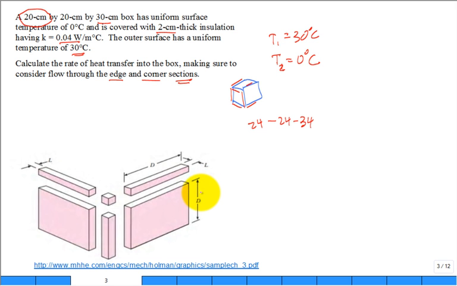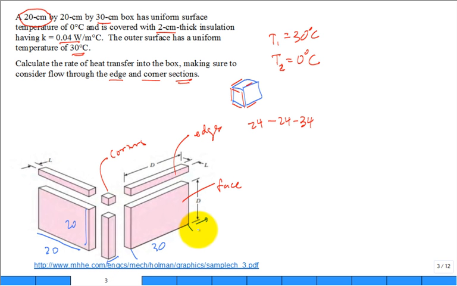Okay, so what we'll talk about is the faces. But we also have edges and corners. It's a little bit of bookkeeping here, all right? So maybe you think this dimension here is 20 centimeters, this dimension here is 20 centimeters, and this dimension here is 30 centimeters. You're saying, what about the 34? Well, you add the 2 and you'll add another 2, and that would give you the outside 34. But we're just looking at that layer of insulation. So one of the faces is going to be 20 by 30 as shown, but it's got 2 sides.